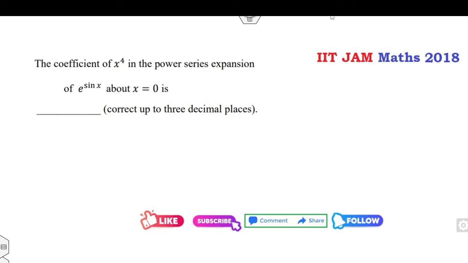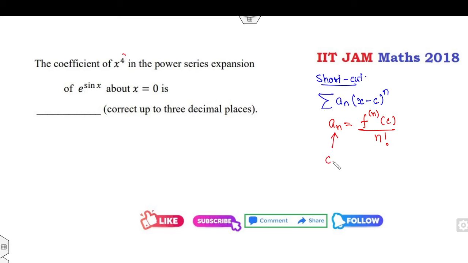The coefficient of z raised to power n in the power series. Okay, so now I can tell you again the shortcut trick for this. Whenever you have the power series a_n (x minus c) raised to power n, a_n will be the nth derivative at the center divided by n factorial. Now what is a_n? a_n is the coefficient of the power series. Now you can see x raised to power 4, that means n is 4. Then the coefficient is a_4.